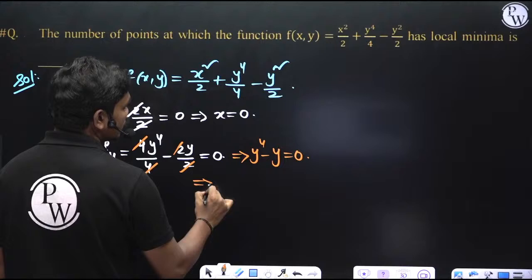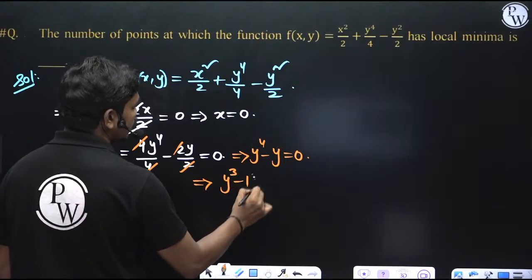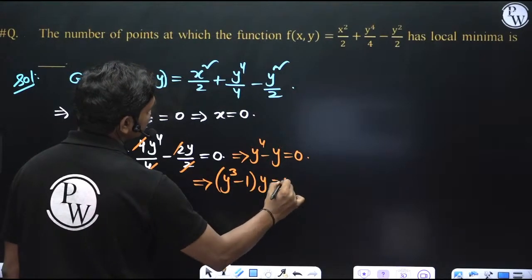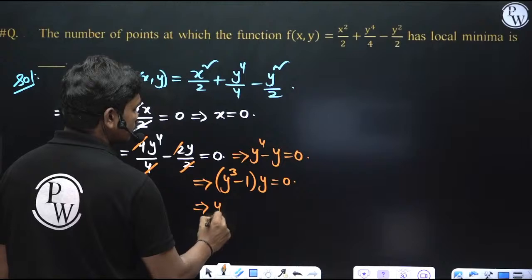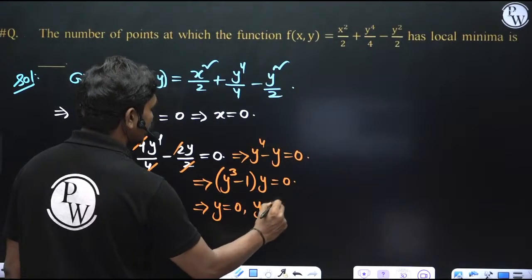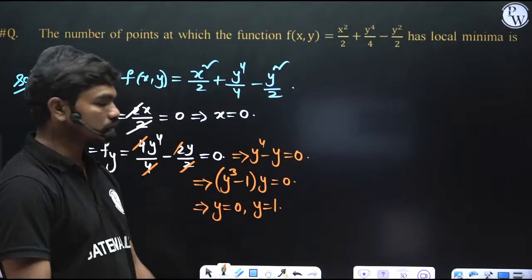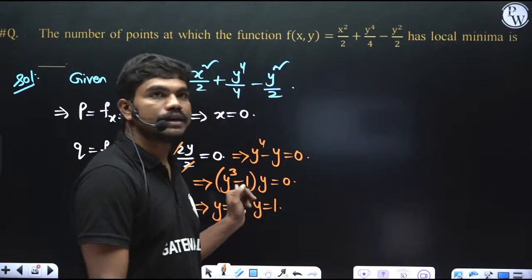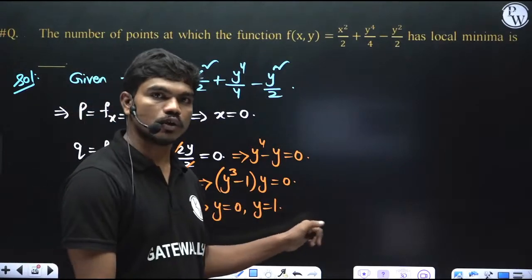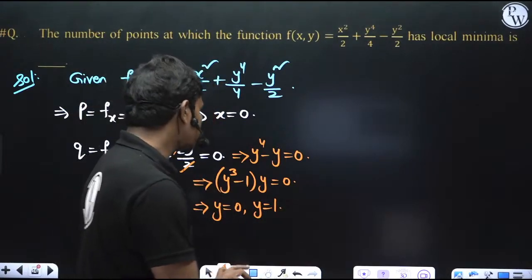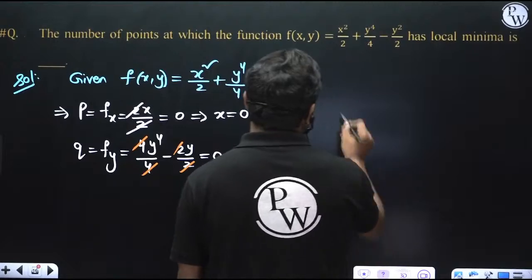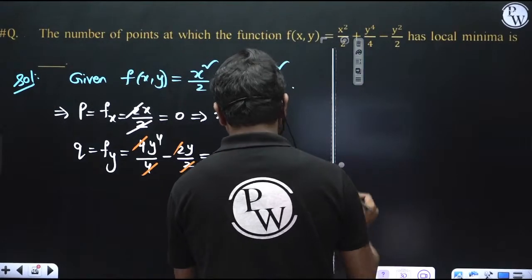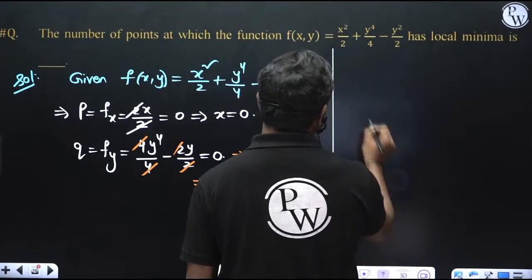So this tells you y cube minus 1 times y is equal to 0. So y equal to 0 or y equal to 1, because you are going to stay in the real field, so that's why y equal to 1. Otherwise, having cube roots of unity, you would have got 1, omega, omega square, all these things. So what are the two stationary points? Let's check.